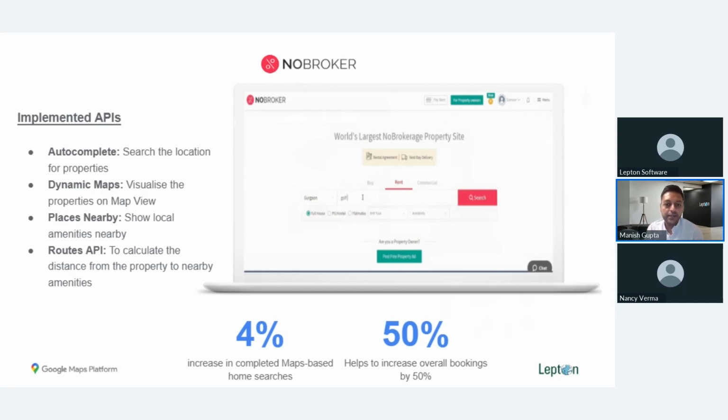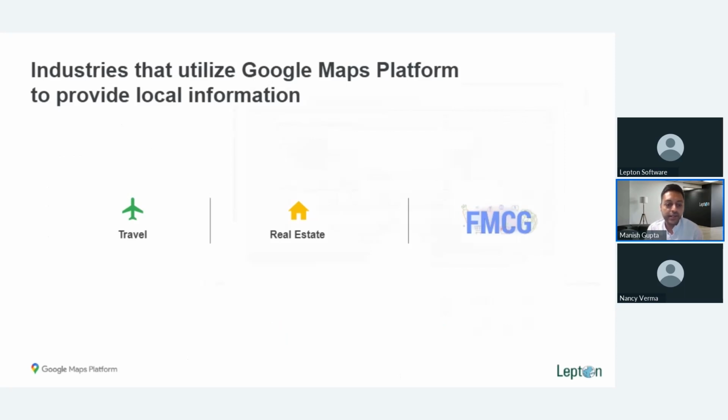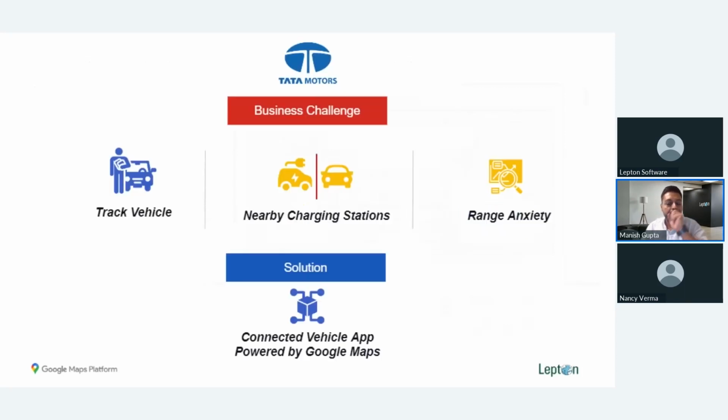The same solution can be implemented in travel, where you can see where you want to travel. Companies in a similar industry are MapmyIndia, Ixigo and others, where they want to visualize their properties or hotels on the map for somebody to understand where they are. Are they near a beach, a mountain or any transit? Real estate we have spoken about, and FMCG as well.